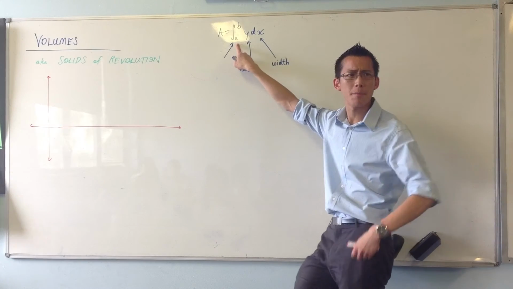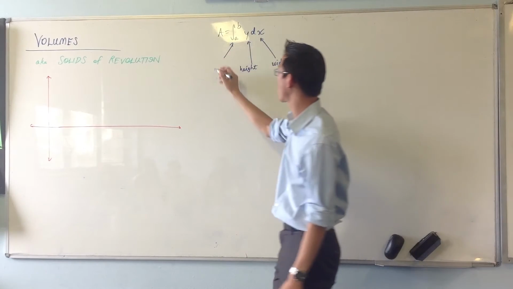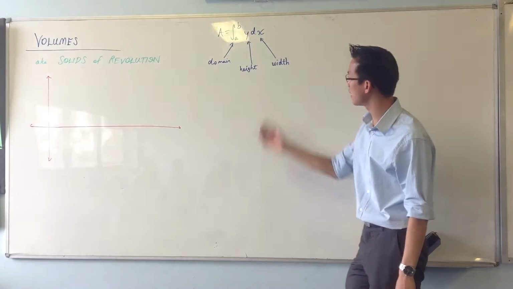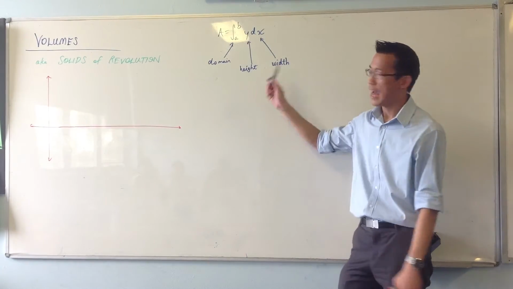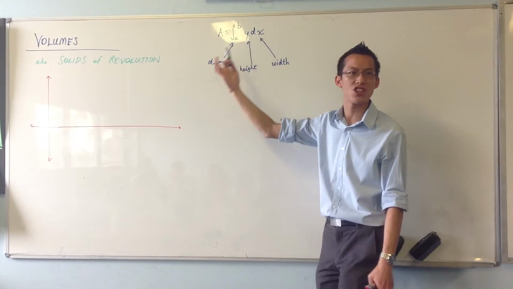What was this bit on the front? It's the starting and stopping point. If you wanted to put one word on it, you'd call it kind of like the domain. It's like, where are we interested in all of these heights and widths and put them all together.